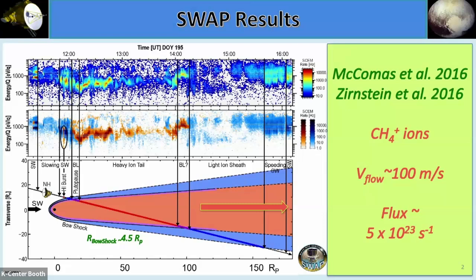You see that the spacecraft entered on the flank of this interaction region and then exited about 101 Pluto radii down tail. And we measured a net flux of material going down the tail of about 5 × 10^23 particles per second. This is methane plus ions flowing at about 100 meters per second. So much slower than the solar wind, a slow flux down the tail.